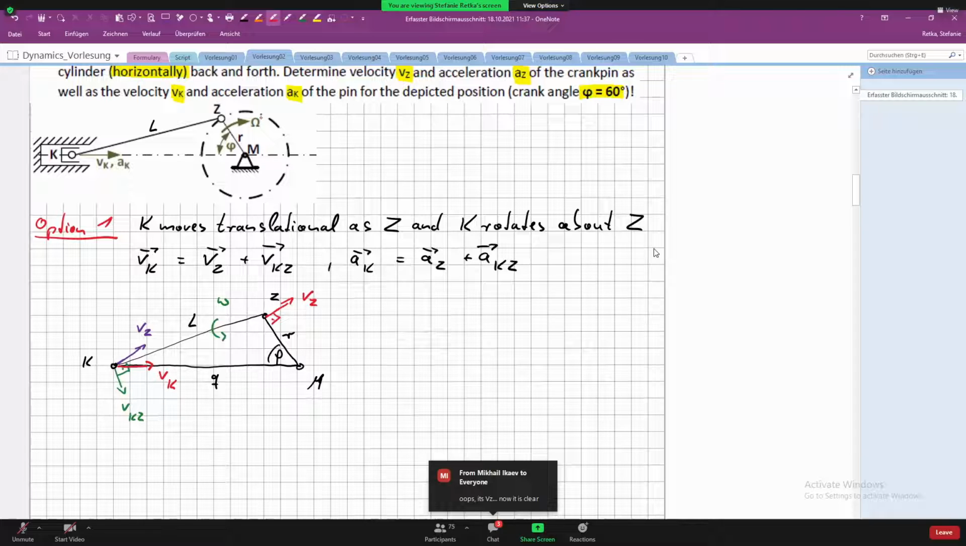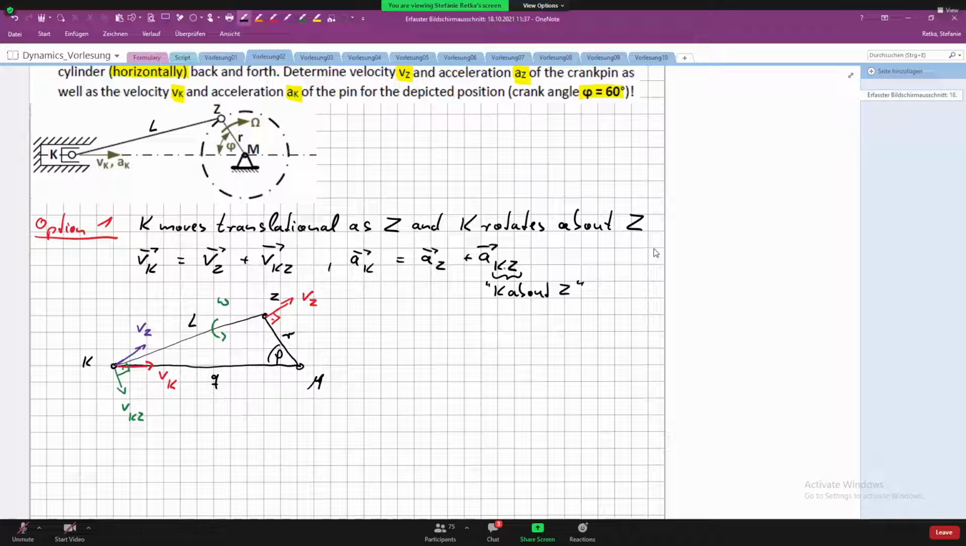Yeah, okay. Kz is the rotation of K about Z. These indices always refer to K about Z. K rotates about Z. Okay, that's why it's important to have that in correct order. It's not that Z rotates about K. In our case, K rotates about Z.